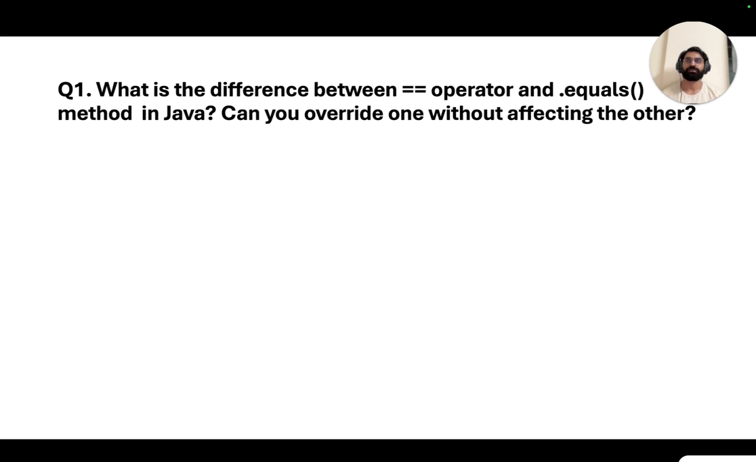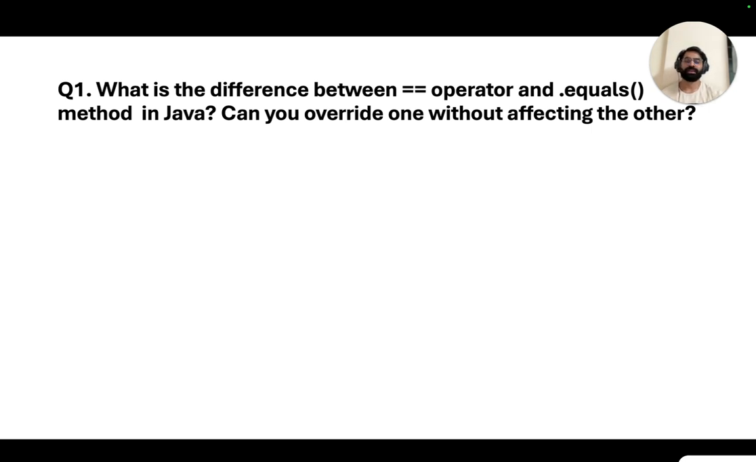The first question asked was "tell me about yourself" and so on. I believe you can manage these questions. The second question, I remember he told me, was which Java version he has used in his project. And the third question was technical, regarding core Java. The first technical question asked was: what is the difference between the == operator and the .equals() method in Java, and can you override one without affecting the other?